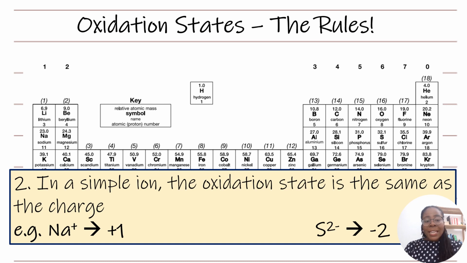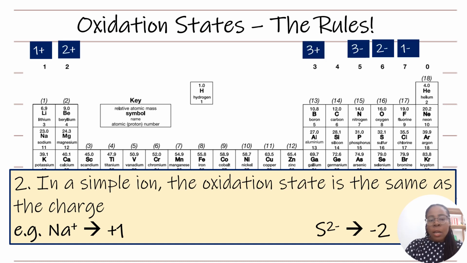Rule number 2 is in a simple ion, the oxidation state is the same as the charge. So we know that in group 1, our metals form 1 plus ions. In group 2, they form 2 plus ions, and so on and so forth. So the oxidation states of these ions would be the same as their charges. So Na plus would have an oxidation state of +1, S2 minus would have an oxidation state of -2, for example.